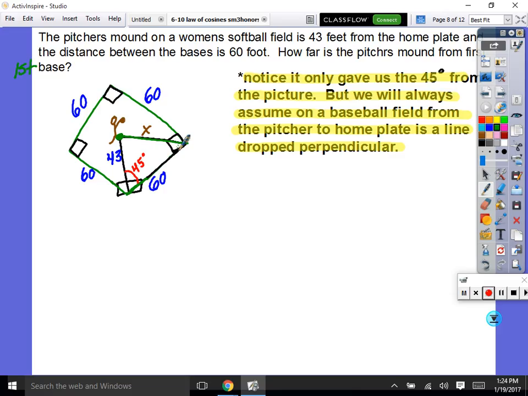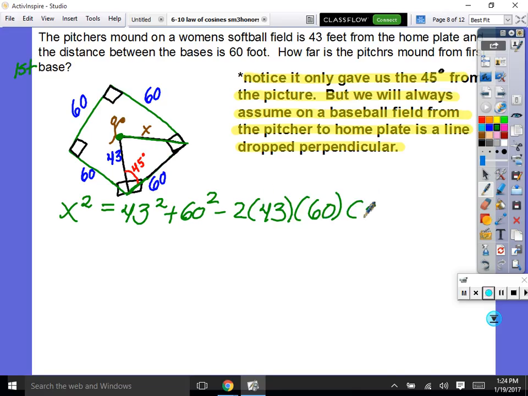Okay, so let's do the algebra to show that. So we are given 2 sides and an angle that is not across from a given side. So here we go, law of cosines. We're finding x. So we'd say x squared equals 43 squared plus 60 squared minus 2 times 43 times 60 times cosine of the angle 45.